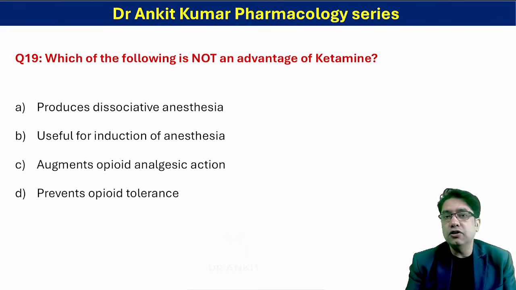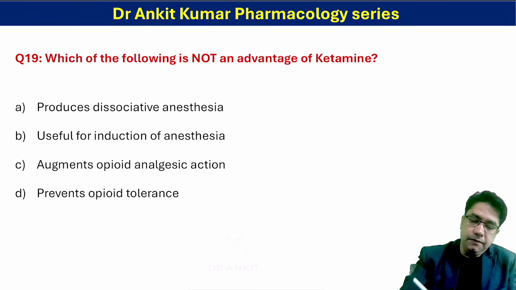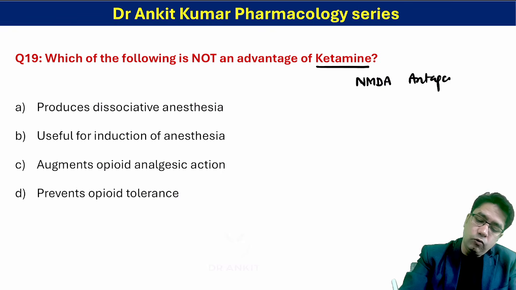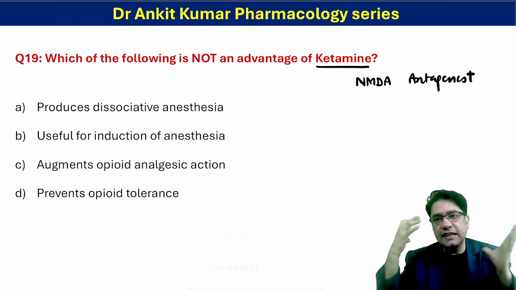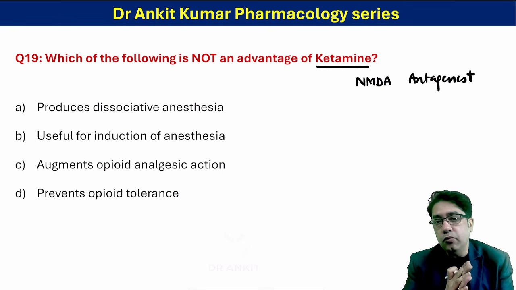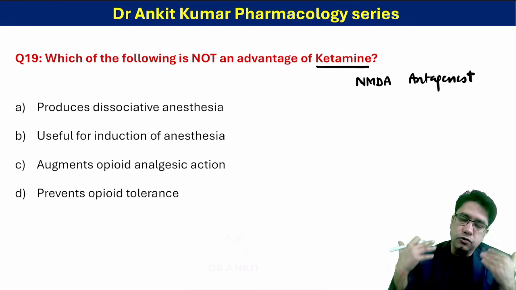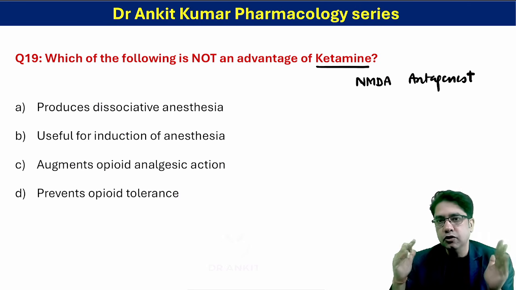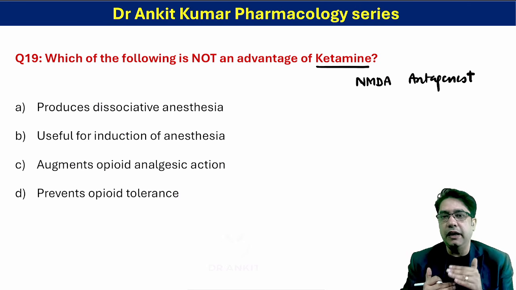Which of the following is not an advantage of ketamine? So if we remember, ketamine, which is a general anesthetic drug, it is an NMDA receptor antagonist. NMDA is a receptor of glutamate. Glutamate causes excitation. If you block glutamate receptor, it can lead to sedation and person will sleep. So it suppresses nerves in brain.